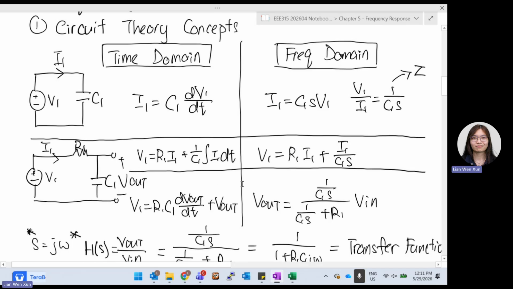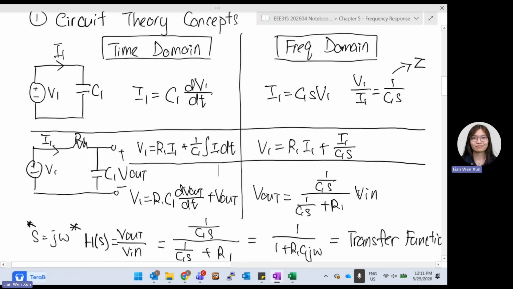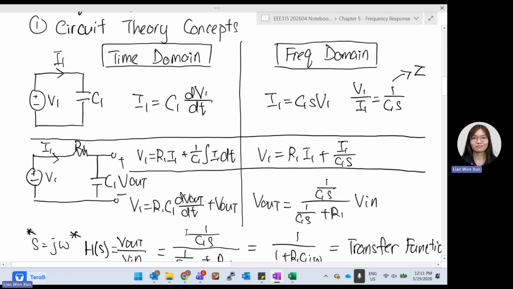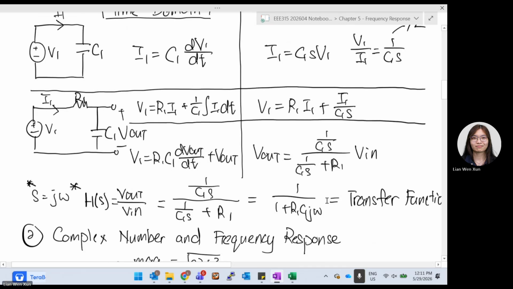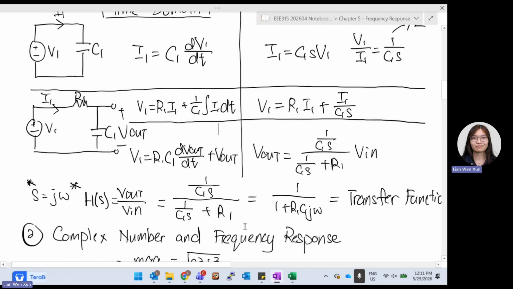And then you again convert this into frequency domain. So this concept is just for you to know that you can always convert time domain into frequency domain in any form, and their meaning will still be the same. When we consider S equals j omega, we can find the transfer function already. So we came up with this: V out is equal to 1 over CS divided by 1 over CS plus R1, times V in. We can find the transfer function.